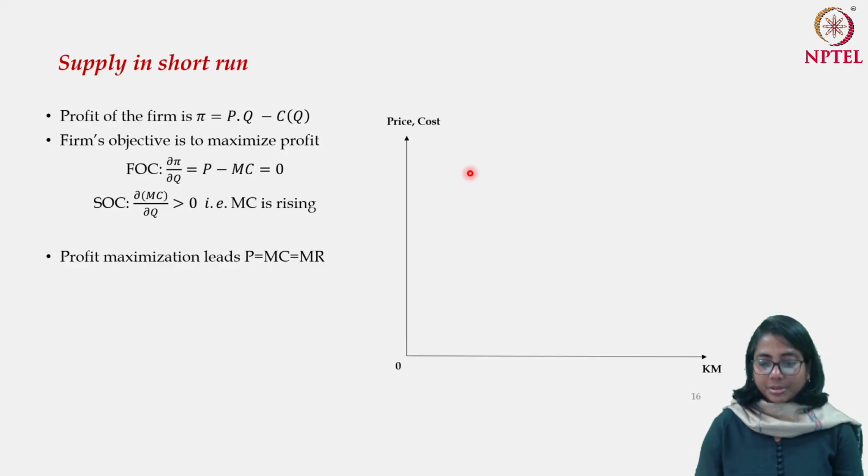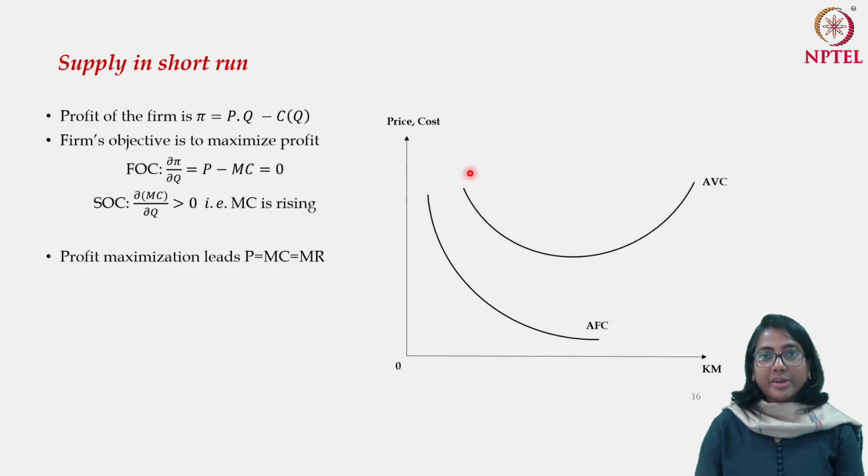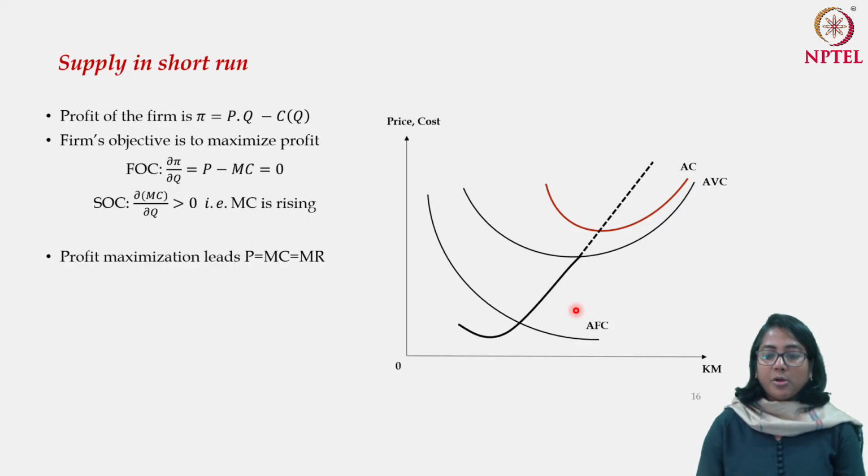How do the cost curves look? This is the average fixed cost, taking the shape of a rectangular hyperbola. Then you have the average variable cost, which is a U-shaped curve. Then you have the average cost, which is a combination of average fixed cost and average variable cost, or more precisely, the vertical sum of the two. And then we are plotting the marginal cost curve, which is also U-shaped, but it starts from here and then goes up, cuts both average variable cost as well as average cost from below, and then it goes up.